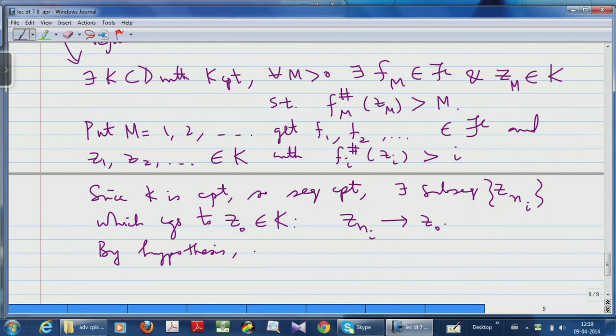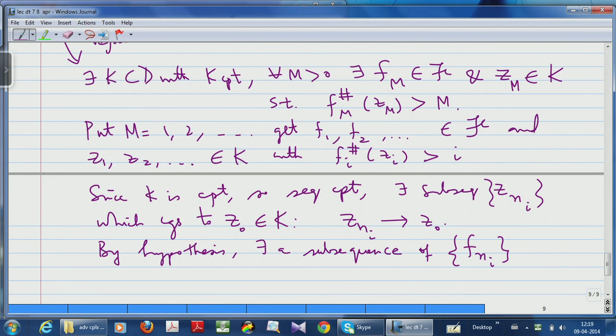So you have these z_{n_i} going to z_0 on the one hand. This is the compactness of K being used. And then I'll also use the fact that the family is normal, that it is compact. By hypothesis, there exists a subsequence of f_{n_i}.